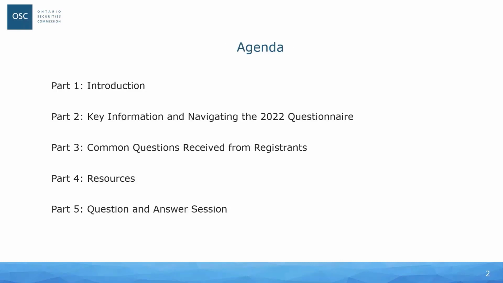This is the agenda for today. After a brief introduction, we'll highlight some key information about the 2022 questionnaire and illustrate how to navigate through the questionnaire. Next, we'll talk about some common questions we've received in the past from registrants in each of the 4 sections of the questionnaire. We'll walk through some examples and highlight some minor changes over the 2020 questionnaire. Part 4 is a summary of the resources that we've prepared to assist you in completing the questionnaire.